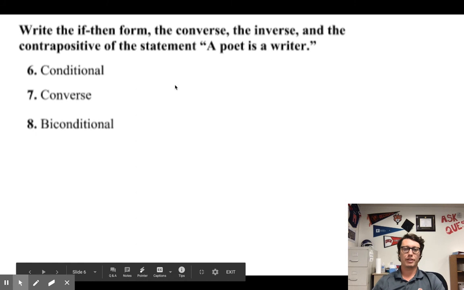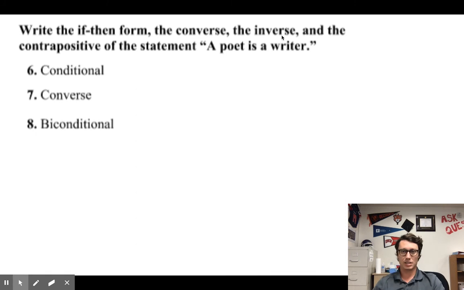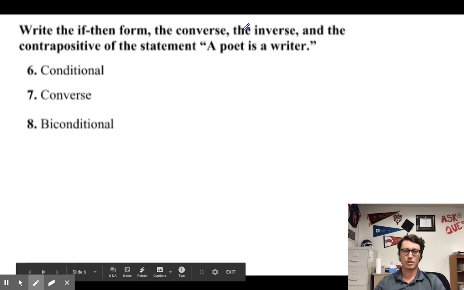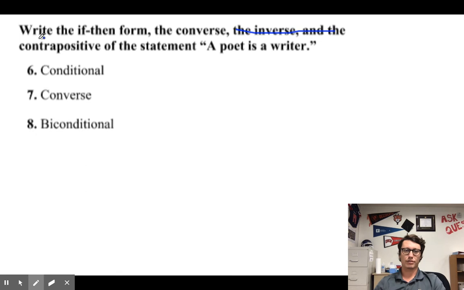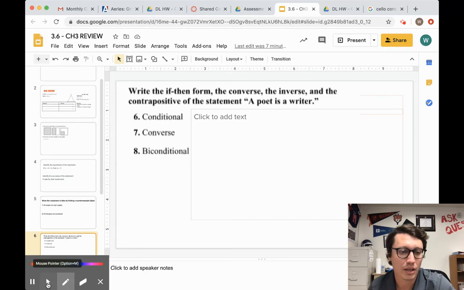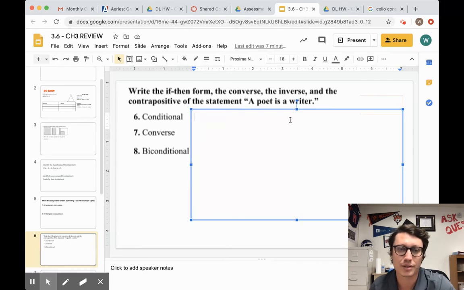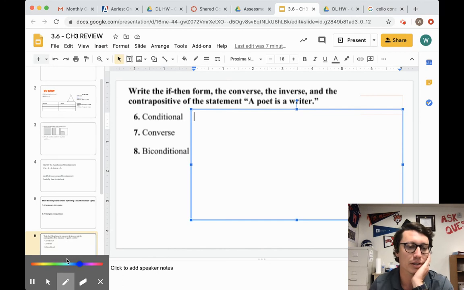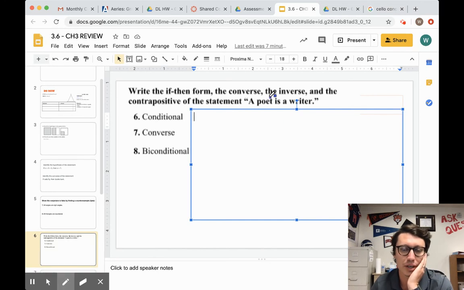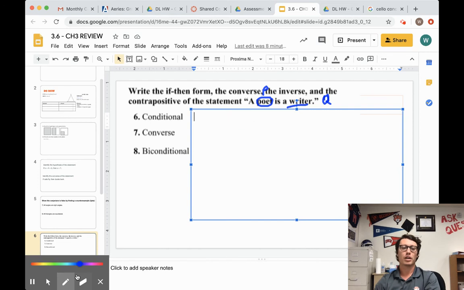Okay, write the if-then form, the converse, and the, okay, ignore this other part. This should say just the conditional, converse, and biconditional of this statement. I included a text box here so that I can write it. So a poet is a writer. If we wanted to label it, circle your hypothesis. Poet is the hypothesis P, writer is the conclusion Q.